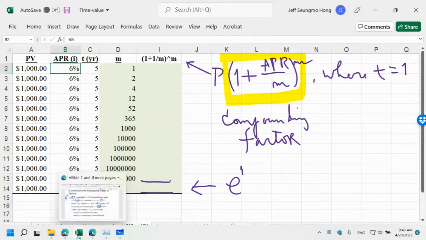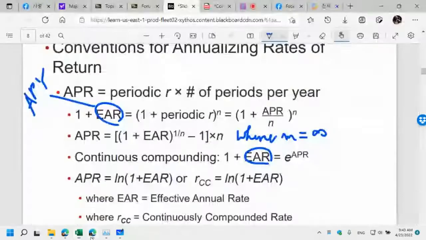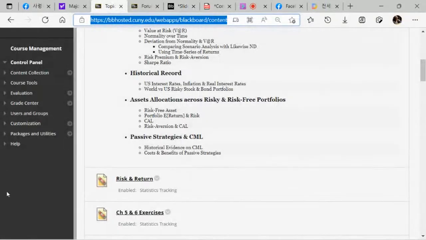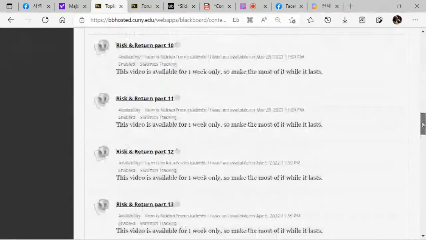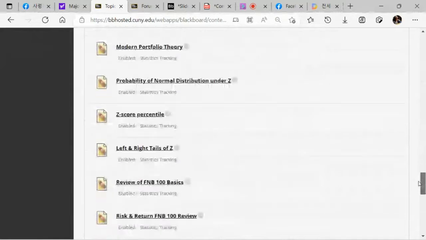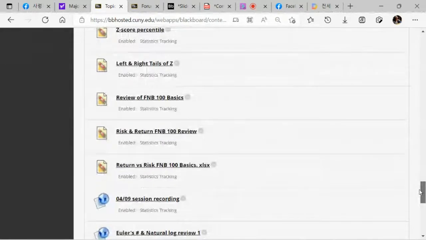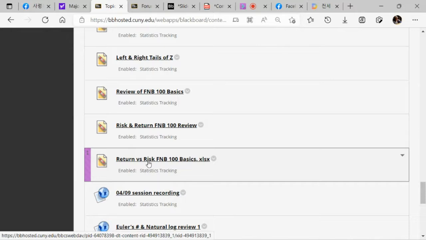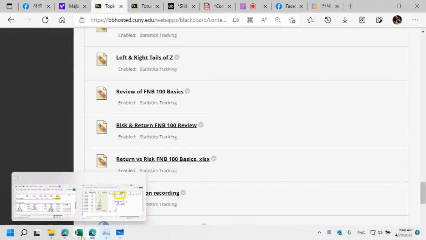So this file, you can find this. Let me first tell you where. I want you to download that file. If you go to our topics folder and scroll down, there will be something like risk and return, Finance 100 review, risk versus return, Finance 100 basics Excel file. This is the one. Click it and download it.